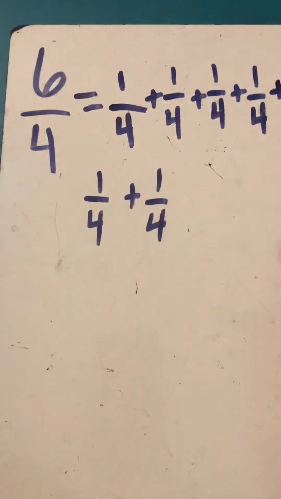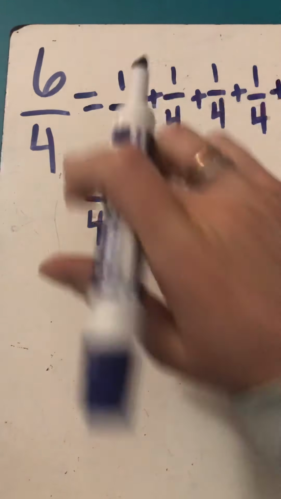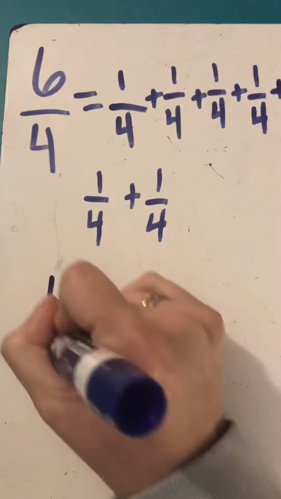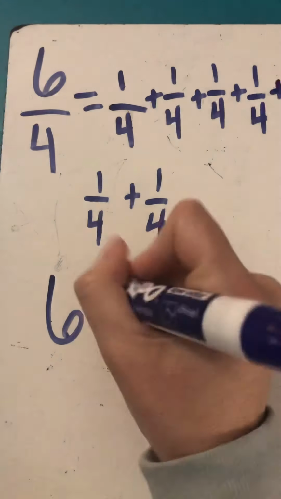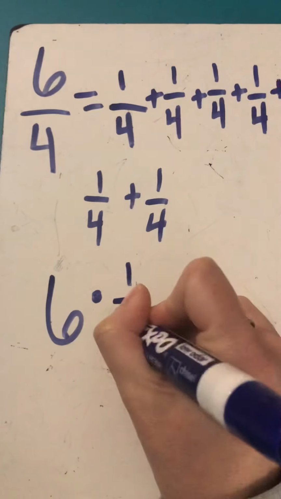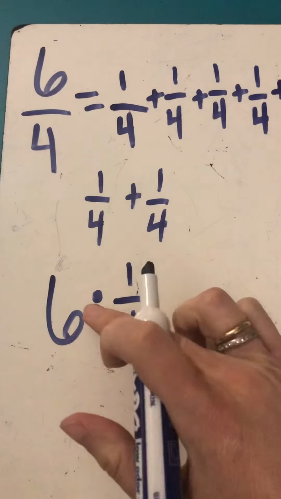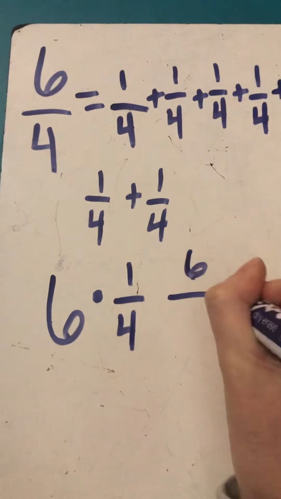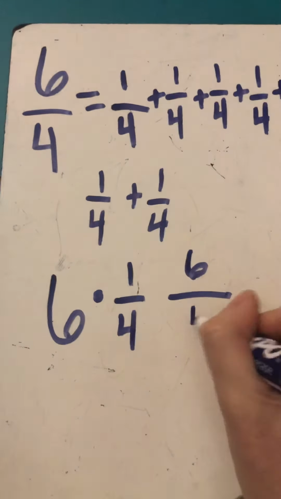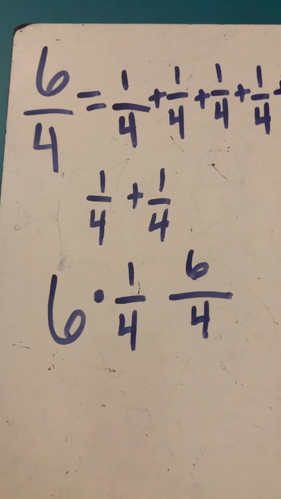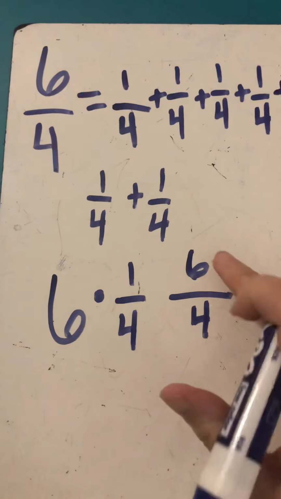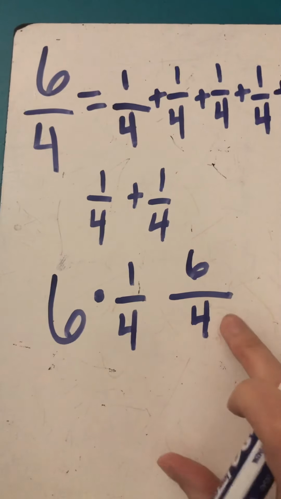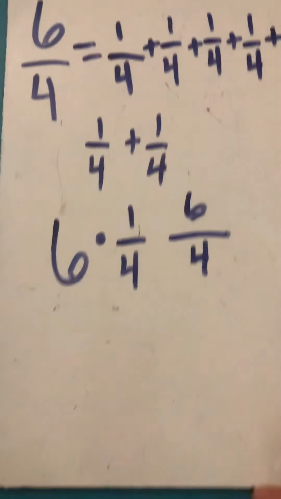Good. All right, so if we were to put that into a multiplication problem, how many 1/4 do I have? I have 6. And I'm going to multiply it by 1/4. 6 times 1 is 6. And my denominator is 4. Well, let's put that into a mixed number because we know that if the numerator is bigger than the denominator, we can go ahead and divide.